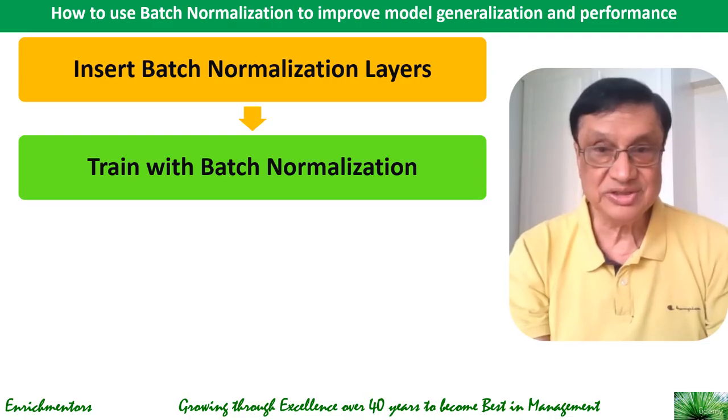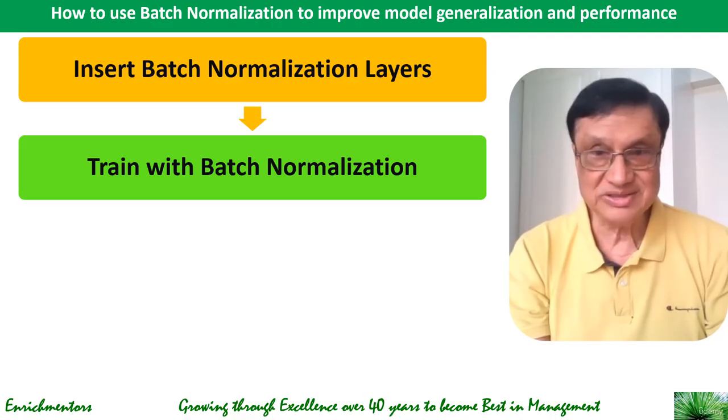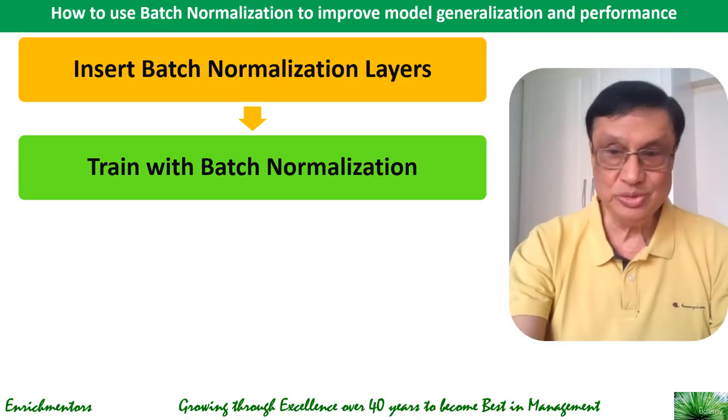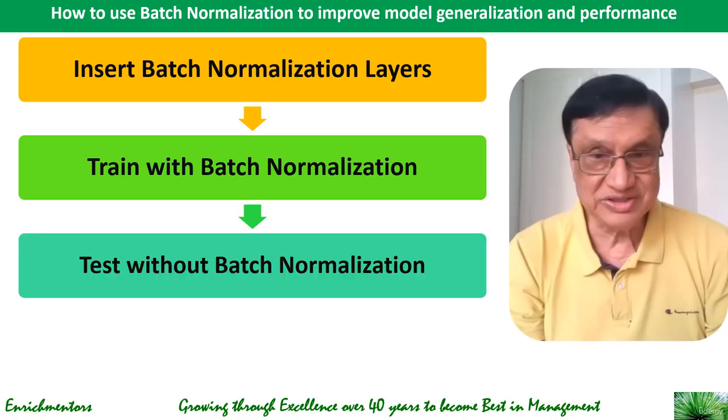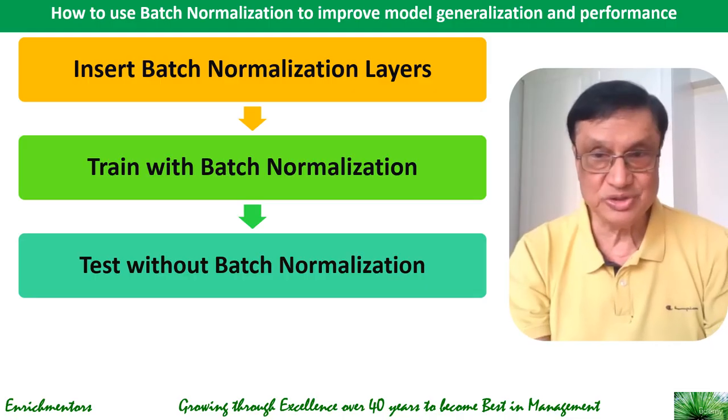During each training iteration, calculate the batch mean and standard deviation of each layer's activation using the current batch of the training data. Normalize the activations of each layer using the batch mean and standard deviation, and then apply the activation function. The normalization process helps stabilize the training process by reducing internal covariate shift and accelerating convergence. Then you test without batch normalization during testing and inference. Disable batch normalization by using the population statistics, the running mean and standard deviation, instead of the batch statistics.